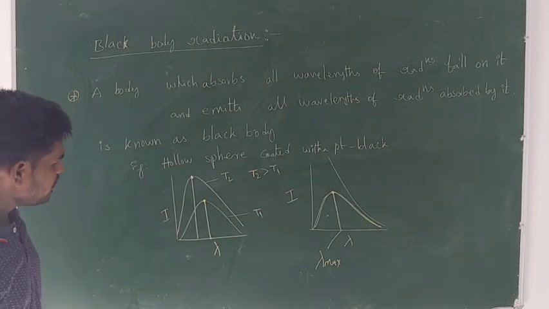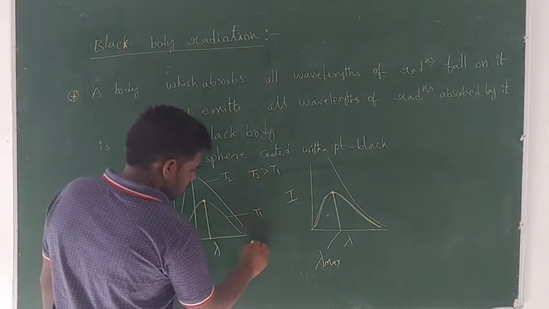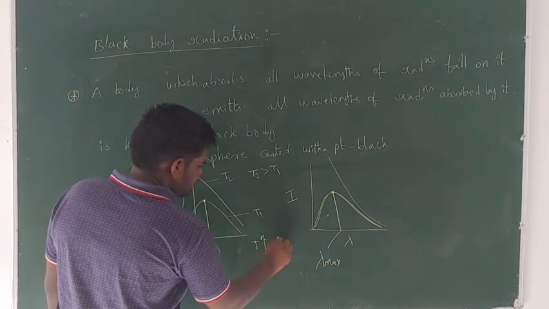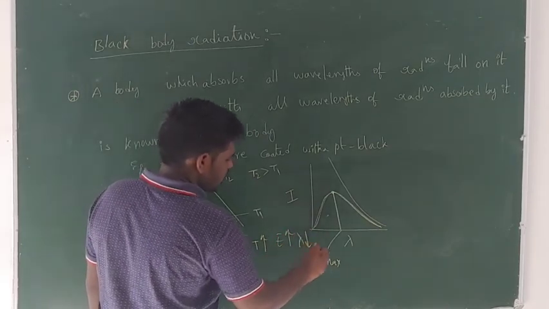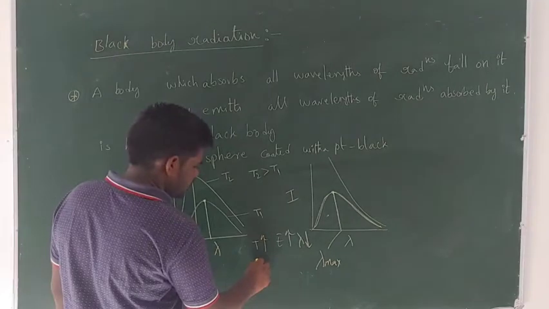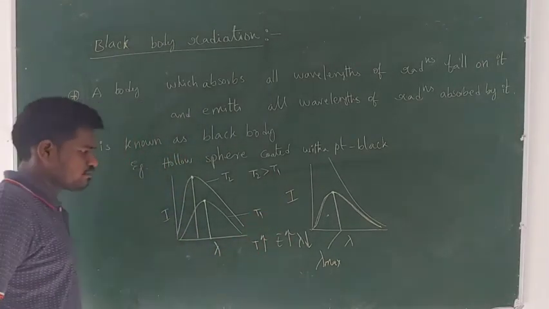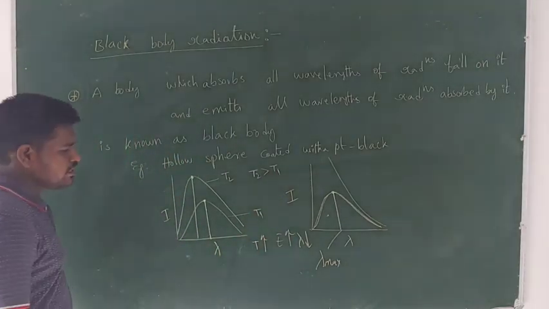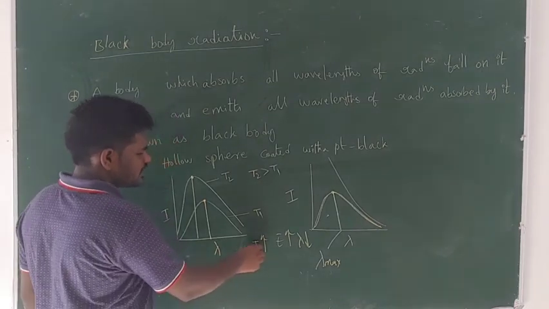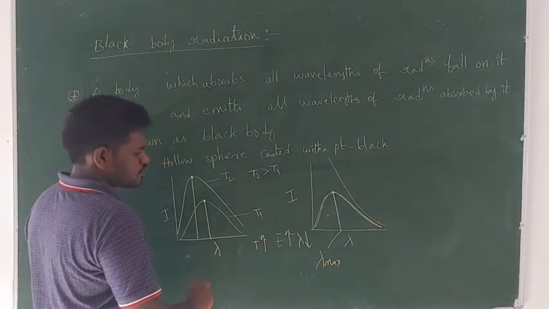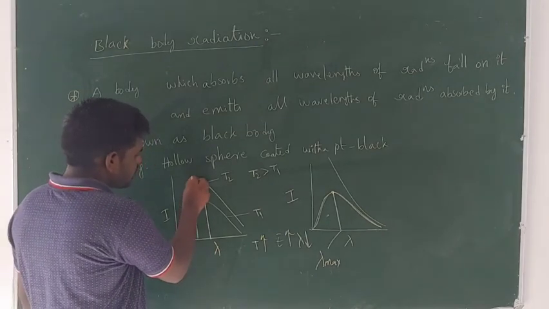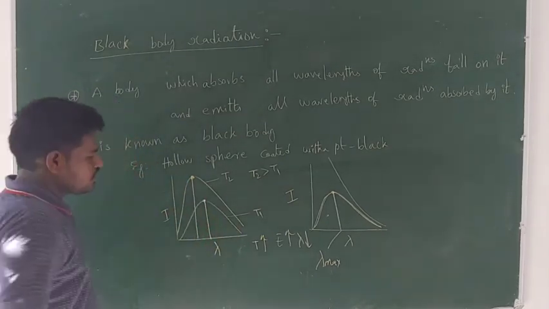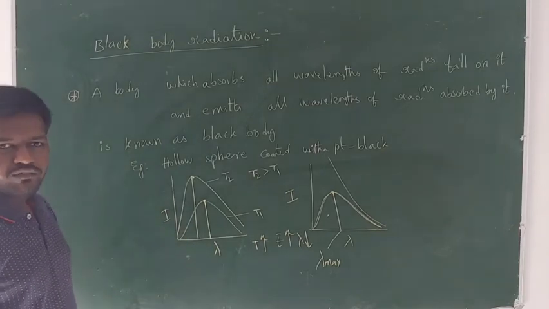It means that if temperature increases, energy increases, and if energy increases, lambda decreases. We know the equation; I will explain it in Max Planck's quantum theory. The general point is, if temperature increases, energy increases, and if energy increases, lambda decreases. That's why the peak moves towards the smaller value of wavelength.